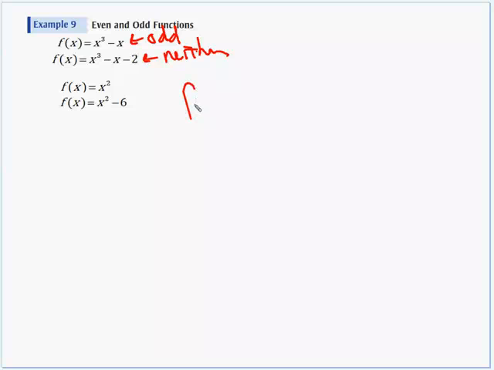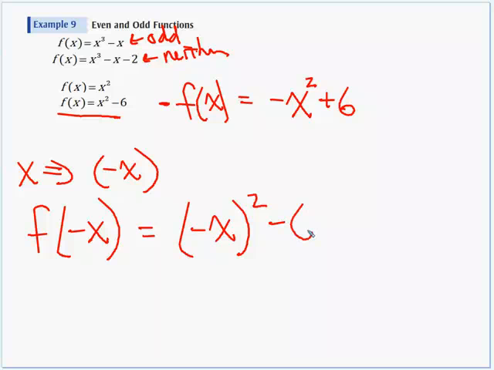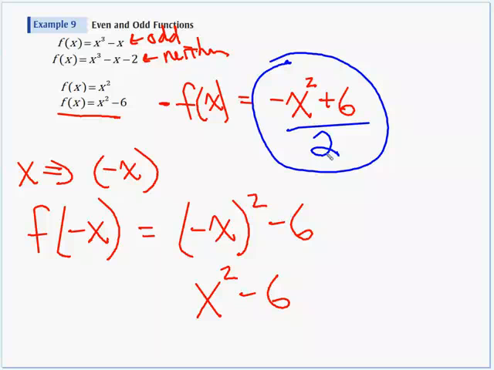So my negative f of x is going to be, of course, negative x squared plus 6. And if I do my test, I'm going to replace x with a negative x. There we go. So f of negative x is equal to negative x quantity squared minus 6. Just like in the last part, negative x quantity squared is positive x squared, and then the minus 6 just comes down. So does that match option 2, the negated function? No, it does not. So we're not odd.